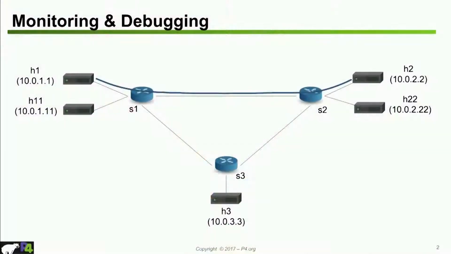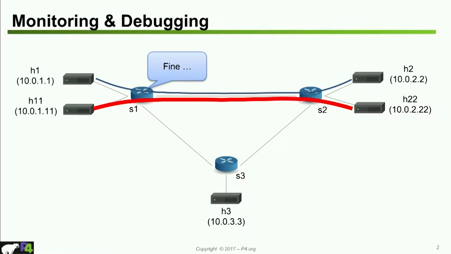Now let's say that H1 starts to send some traffic to H2, and this traffic is low rate, and all the switches and links in the network can handle that. So the traffic can just be processed and forwarded fine, and everything is going to be just fine. But if after a while, H11 decides to send some traffic to H2 at a very high rate, such that the link between S1 and S2 cannot accommodate both flows, then we're going to end up having congestion. So basically, packets of both flows are going to be queued up at S1, waiting to be sent to S2. And once the queues fill up, the packets are going to start getting dropped.